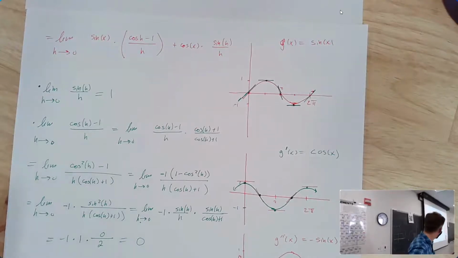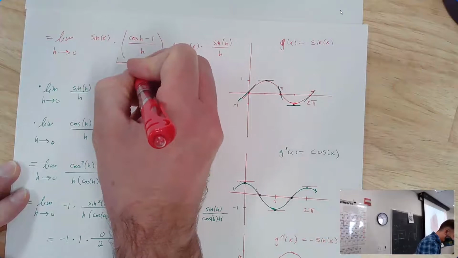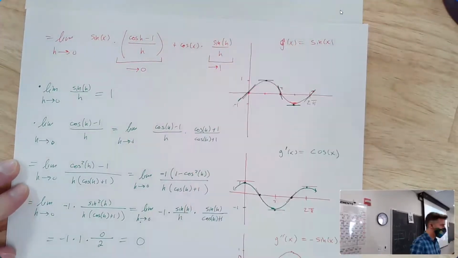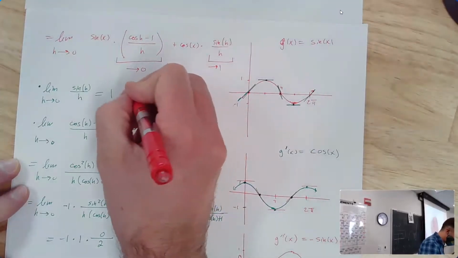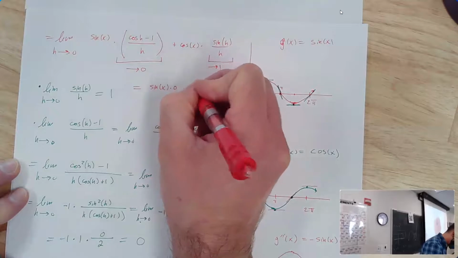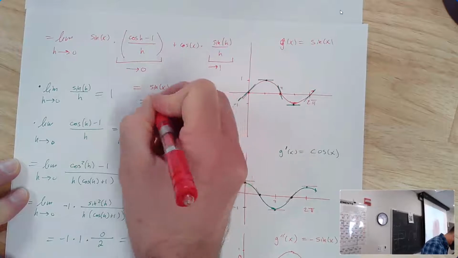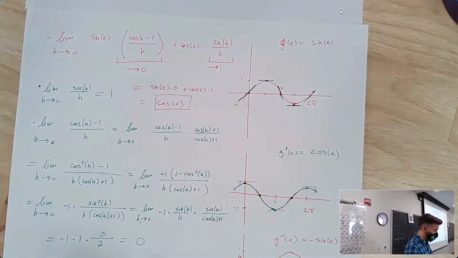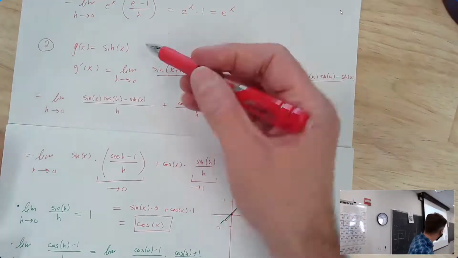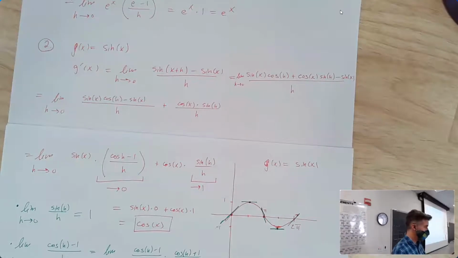Because now look back. The limit of this part is going to be 0, and the limit of this part is going to be 1. Which means the overall answer is that we get sine of x times 0 plus cosine of x times 1, which is just cosine of x, which is the derivative. Remember, I know it's been a while, where we started: we were taking the derivative of sine of x. So you've actually shown the derivative of sine of x is cosine x.